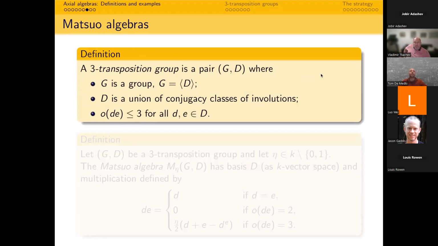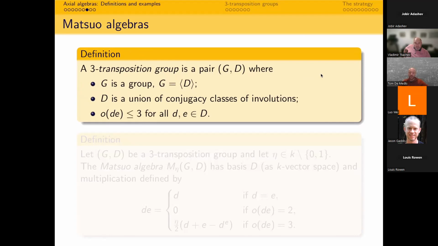Okay, a next example that's the key motivating example for my talk today are the so-called Matsuo algebras. These Matsuo algebras arise from three transposition groups. As I said, these will play an important motivating role in my talk today. So let's have a closer look and first define these three transposition groups. It's a very easy group theoretic definition.